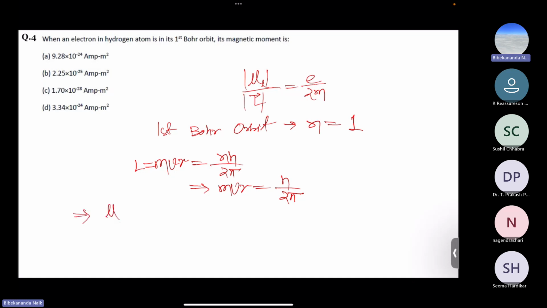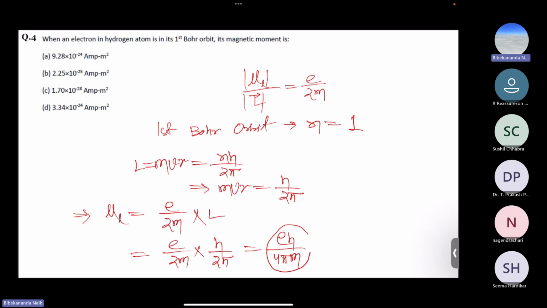So when you put this, mu L will be e by 2m into L. It will be e by 2m into h by 2 pi, which is eh by 4 pi m. So this will be the value of the magnetic moment when the electron in the hydrogen atom is in its first Bohr orbit.